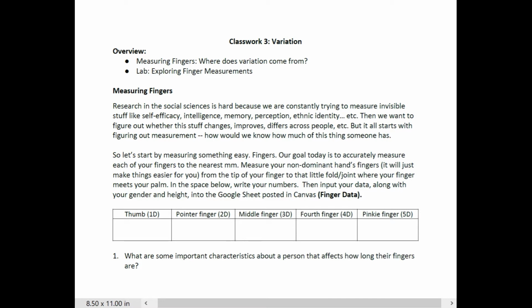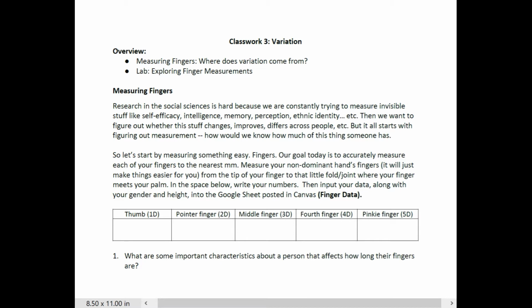So let's start with measuring fingers. Research in the social sciences can be hard because we're constantly trying to measure invisible stuff like efficacy, intelligence, memory, perception, ethnic identity, and so on. Then we want to figure out whether this stuff changes or can be improved or if it's different across different groups of people. However, it all starts with figuring out those measurements in the first place. How do we know how much of that thing someone has? So let's start by measuring something easy today, fingers.